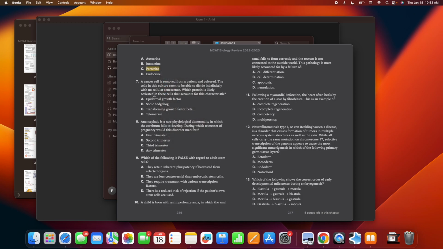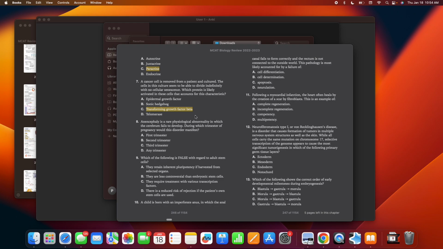A cancer cell is removed from a patient and cultured. The cells in this culture seem to be able to divide indefinitely with no cellular senescence. Which protein is likely activated in these cells that accounts for this characteristic? Transforming growth factor beta, telomerase. If telomerase is activated, then there will be cellular senescence. So yes, Sonic Hedgehog, whatever that is. Epidermal growth factor. It's related to epidermis. I don't think it's related. I think it would be this one, like a growth factor. But yeah, I think this is like the reverse.